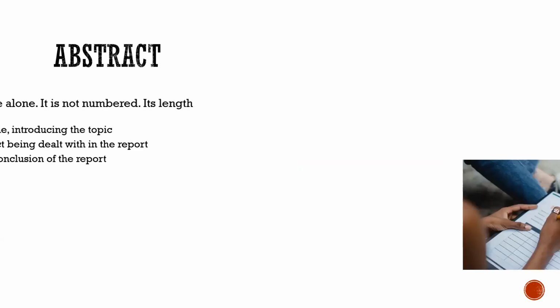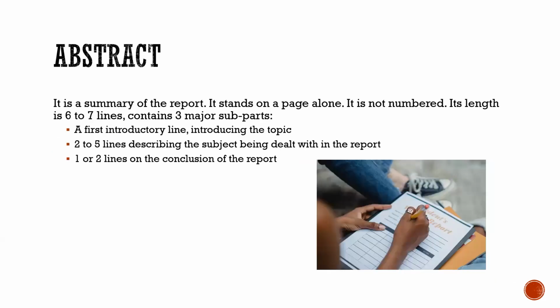I'm going to begin with the abstract. The abstract is a summary of the report. This is why it is not an integral part of the report and it stands on a page alone. We do not number it because it's not within the report, it's just put with the report. It is short, so it says 6 to 7 lines, and it has 3 main subparts.